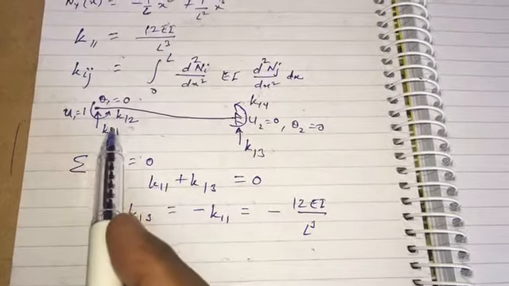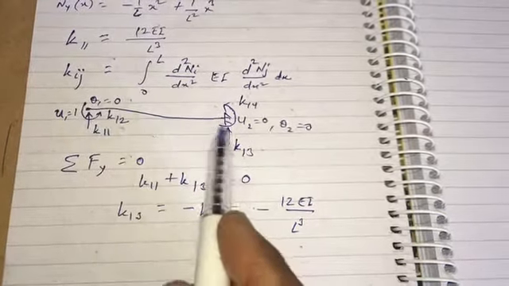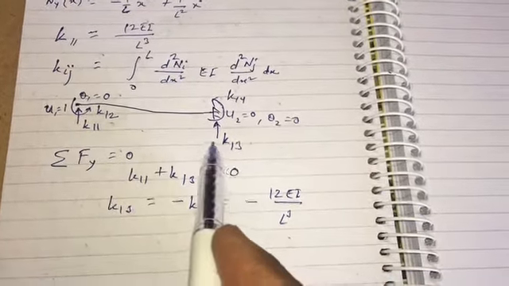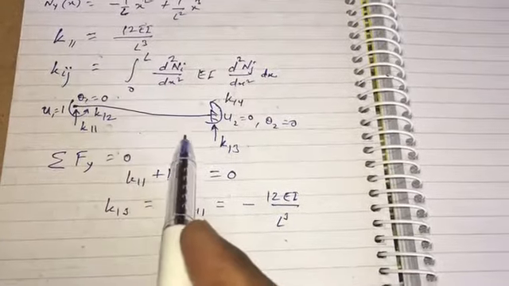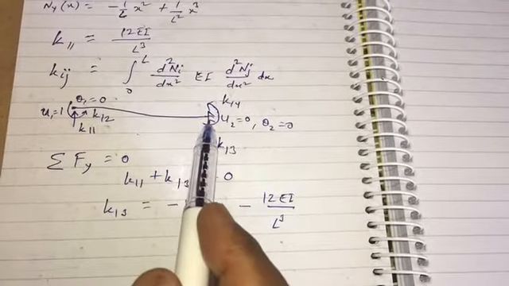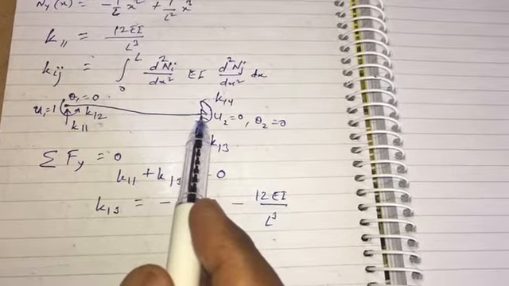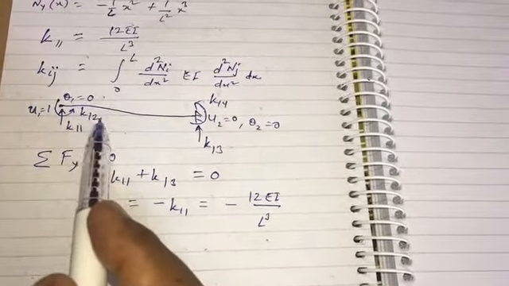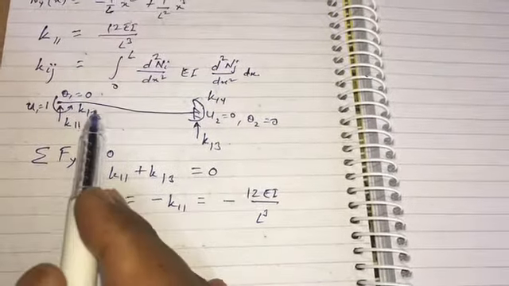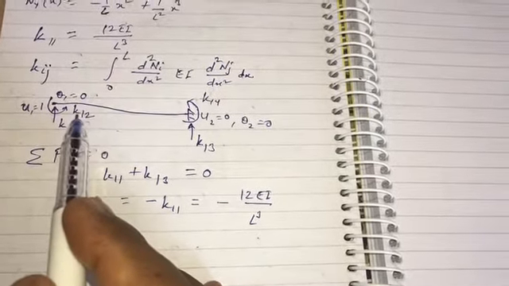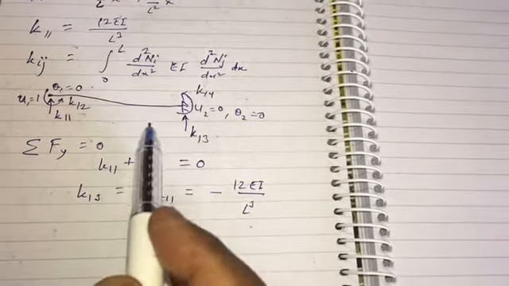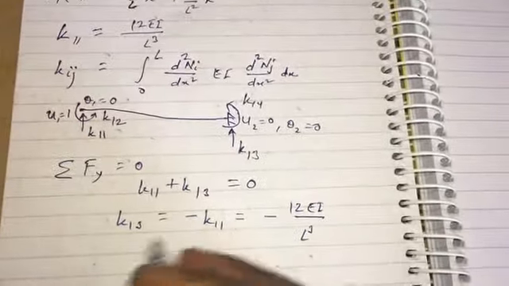Next, K11 we know, K13 we know. Now we have only one balance equation left, the moment equation: the total moment has to be equal to 0. However, we have two unknowns, K12 and K14. One of these we have to find out, so let's find K12.